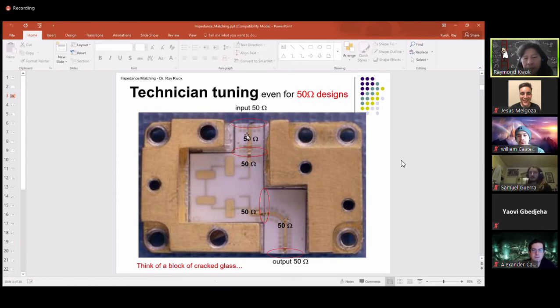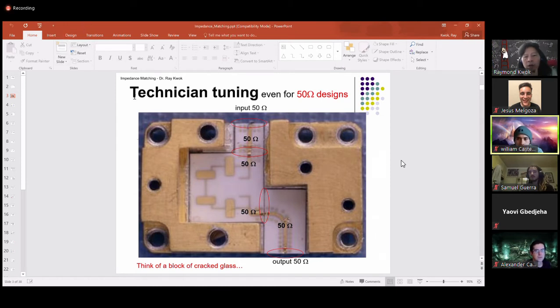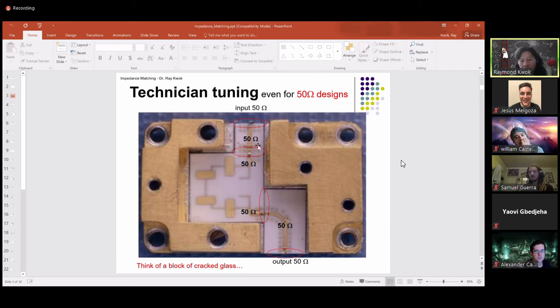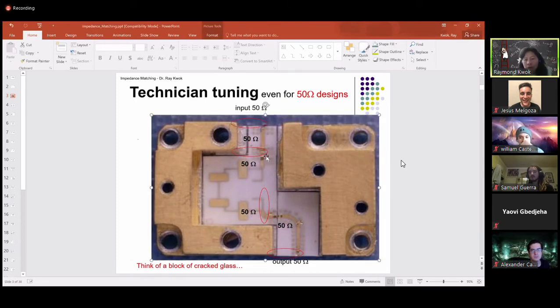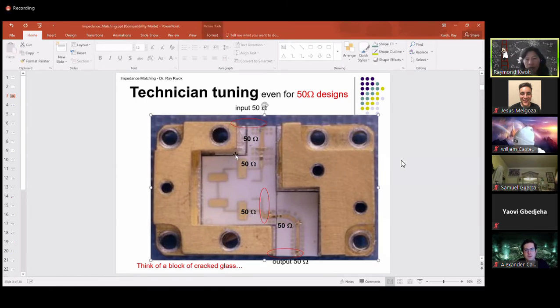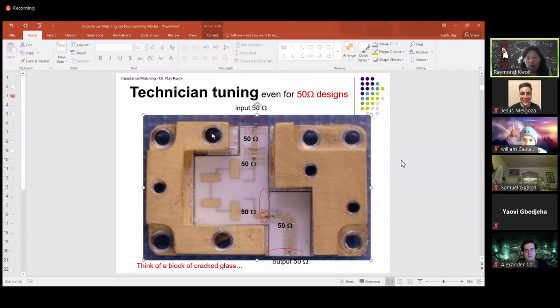Can you see? Let's see if I can zoom it out. Can you see the little gold ribbon line out here? Yes or no? Faintly, yeah. Okay. So let's see if I can point this out. I'm gonna take this out. This piece here. Do you see that piece of ribbon?